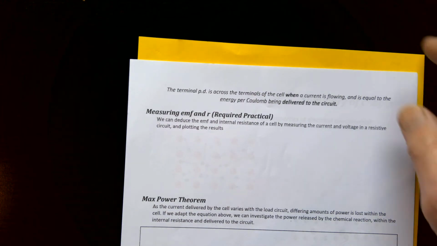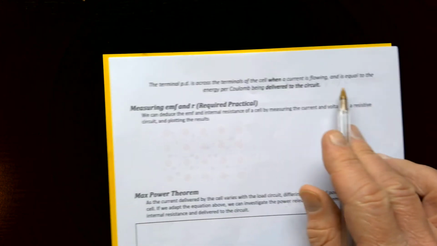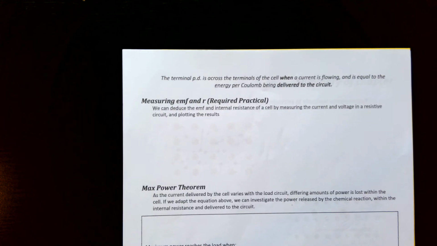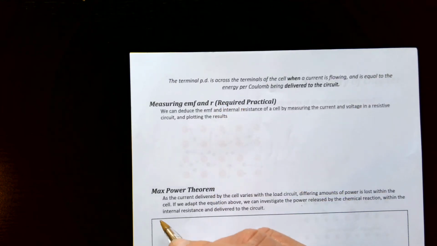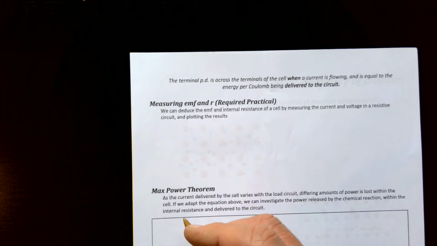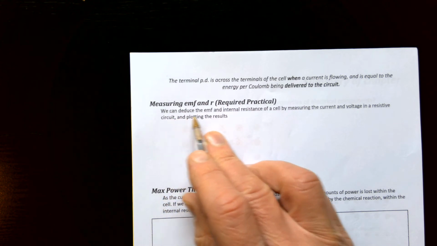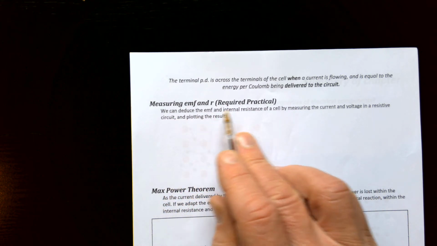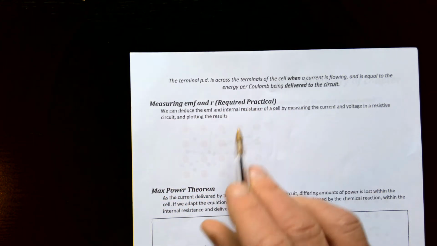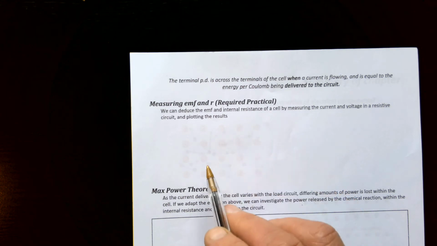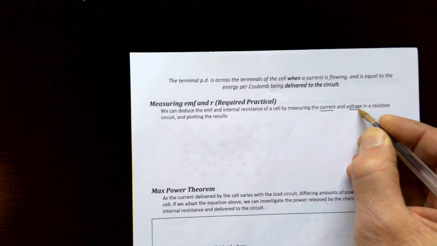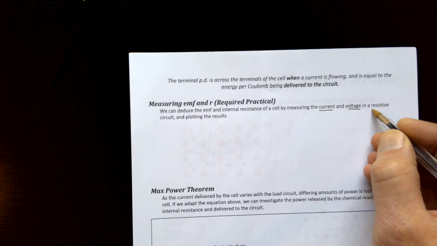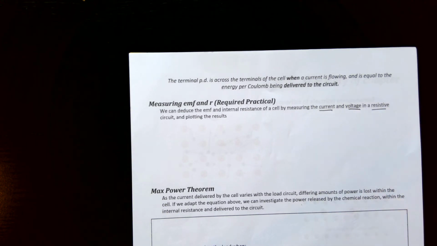So if we just take that idea that I've left up here, then we can start thinking about how to do it. So this again is one of our really big experiments. Why? Because it applies to so many things. So what we would do is we would measure the EMF and internal resistance. We can't do that, but we can measure voltage and current. Okay, so measuring current, measuring the PD in a resistive circuit, and plotting the results.